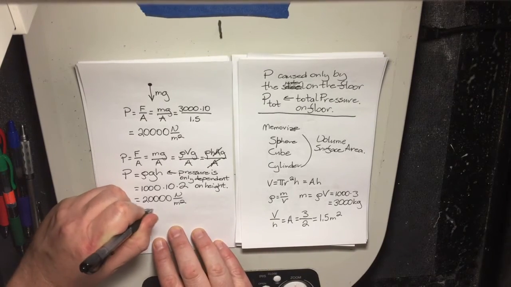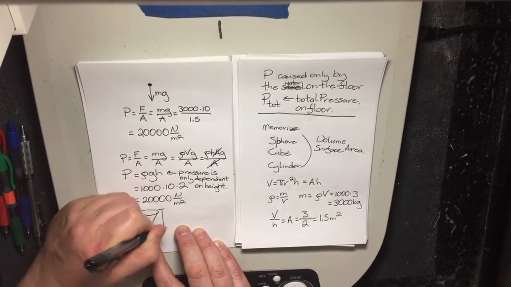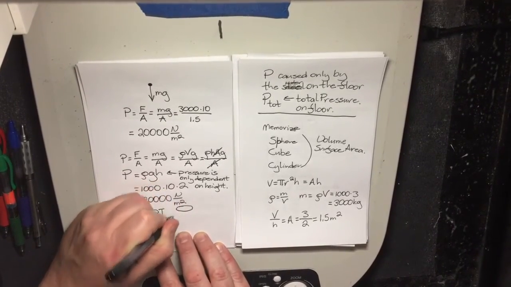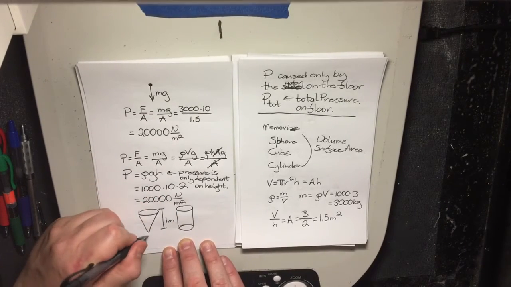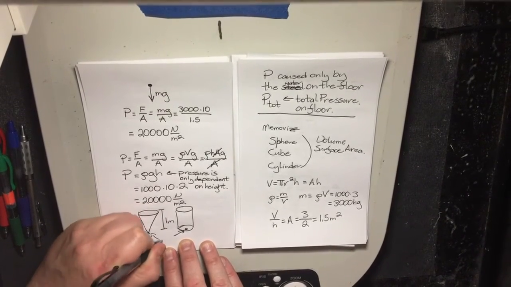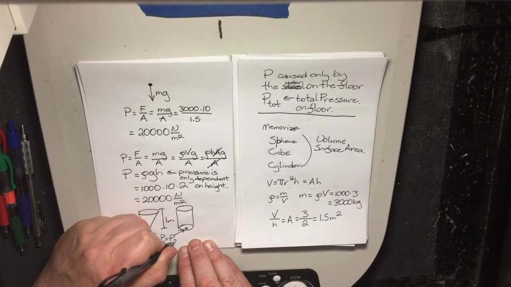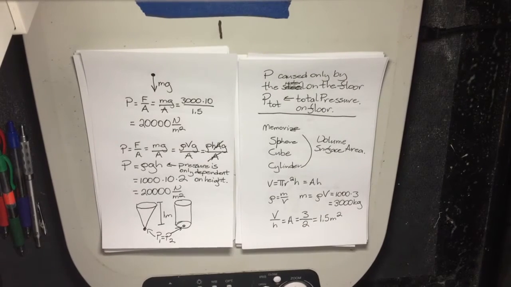It doesn't care whether the base is a circle, a square, or a rectangle. If you had a cone of fluid that was 1 meter high and a cylinder of fluid that was also 1 meter high, those pressures are equal. So it doesn't matter about the geometric arrangement. All that matters is the depth. The depth is the critical part.